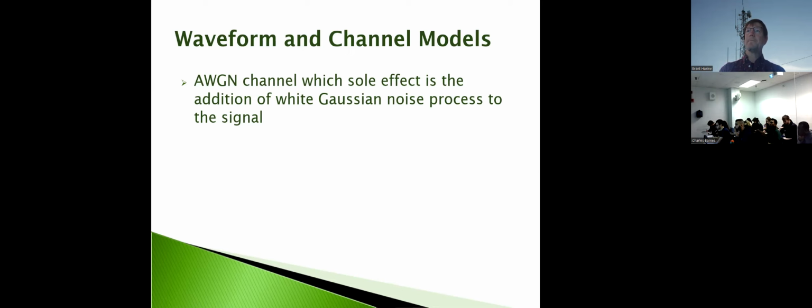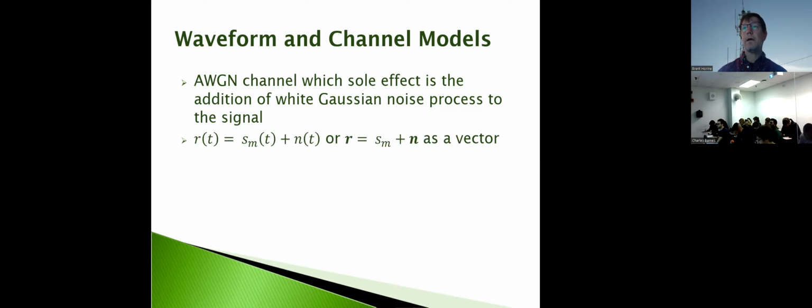All right, so our waveform and channel models, we're going to look at an additive white Gaussian noise channel, which has as its sole effect the addition of a white Gaussian noise process to the signal in an additive or linear way. Basically, we're talking about superposition here. So all those other impairments we talked about, we're going to ignore for now.